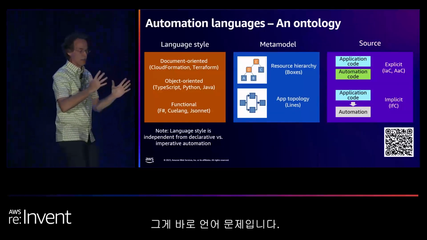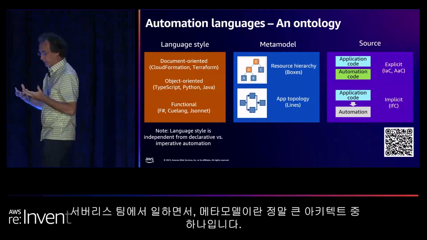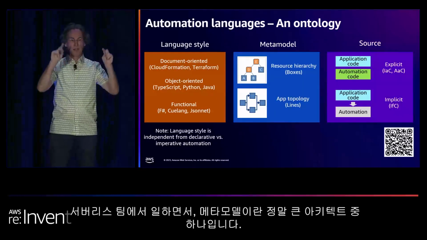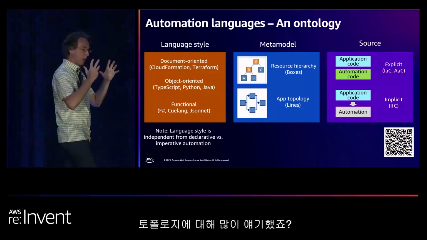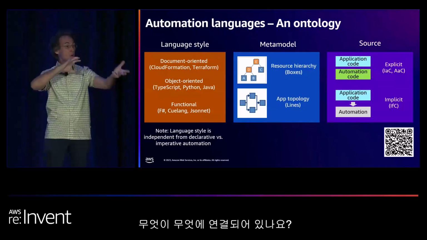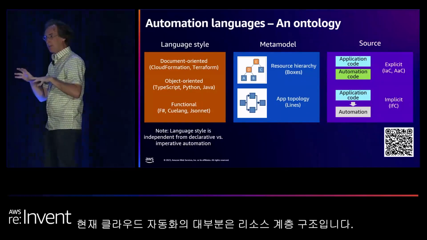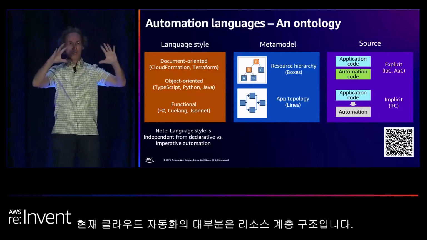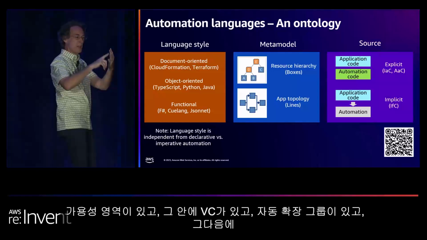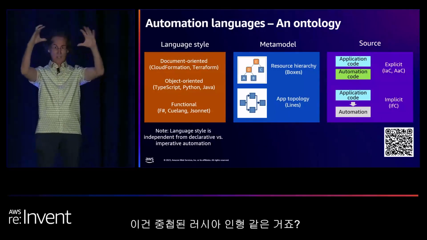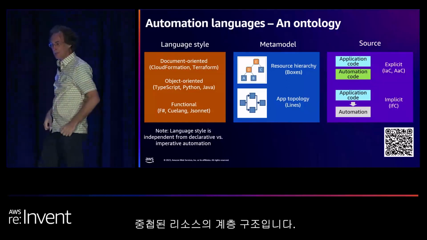So that's the language part of it. Then the second part, and that's what I'm working on right now, as Sindhu hinted, I'm working on the serverless team, is the meta model. Meta model is one of those big architect words, but what is the meta model? We talked so much about topology, right? What is wired to what? That was where we even started. Now, most of current cloud automation is really a resource hierarchy. You have an availability zone, you have a VPC in there, an auto-scaling group, and then EC2 instances in there, right? It's sort of like the Russian doll kind of thing, a hierarchy of nested resources.